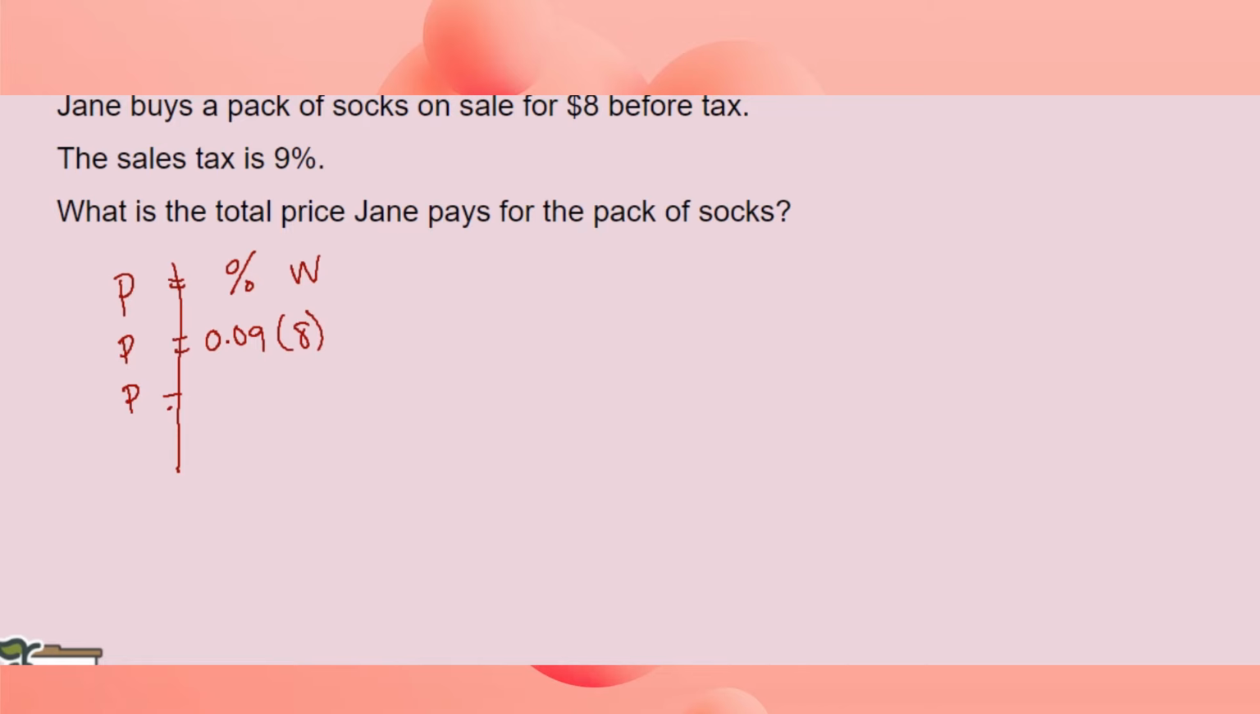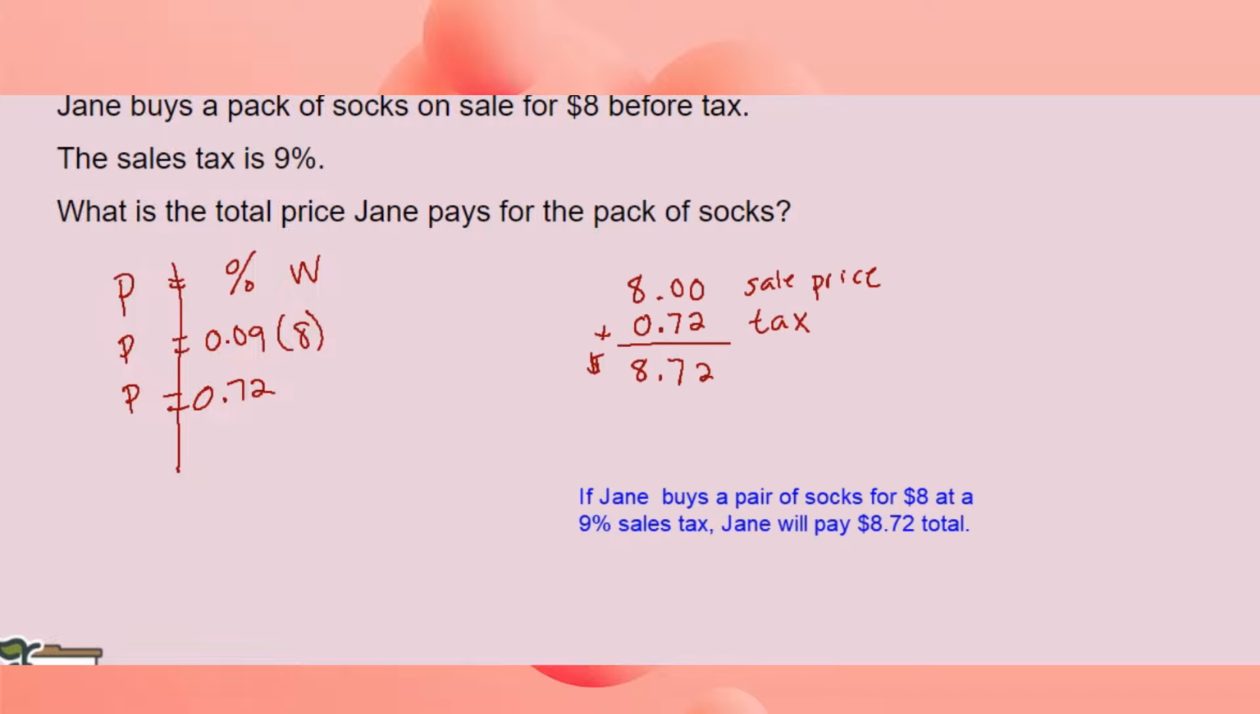So now we have to multiply and get 9% of $8 to figure out what the tax is. When we multiply, we get 0.72. That lets us know the tax is 72 cents. And remember what you have to do with taxes. You have to add the taxes to the original price. In order to figure out the total price, you have to add the sale price and the tax. If Jane buys a pack of socks for $8 at a 9% sales tax, Jane will pay $8.72 total.